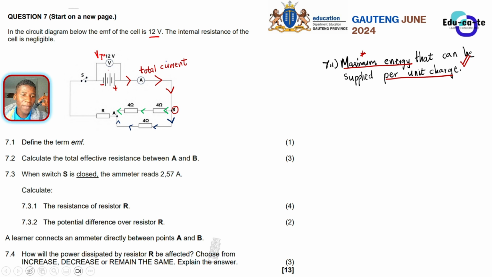And when it combines again, it becomes the total current, and it will enter through this resistor. It will exit, and it will eventually go back to the negative terminal, provided that switch S is closed, because current can only flow if the switch is closed. So basically, resistor R is receiving the total current.